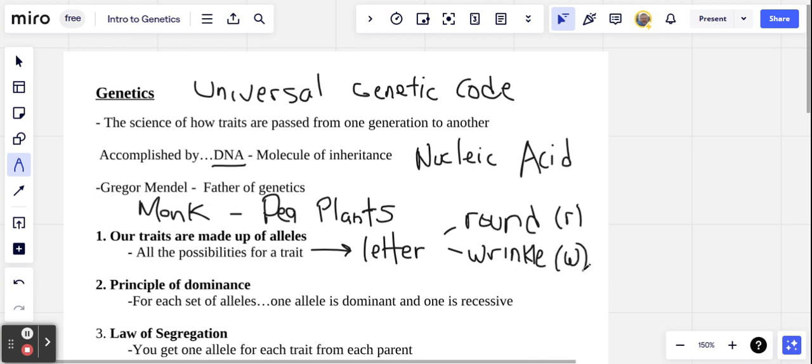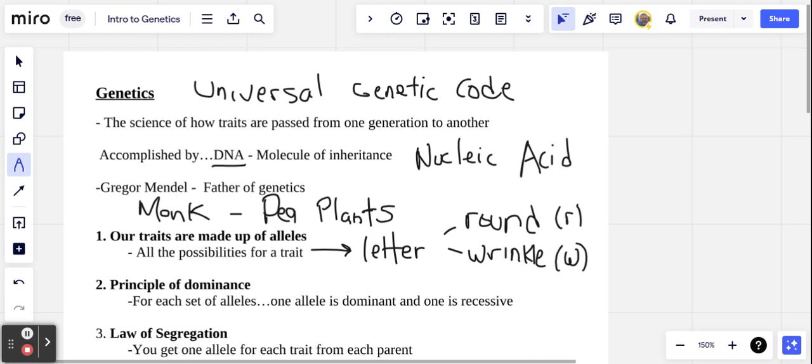Okay, and that's just an allele. So many traits are determined by two or more alleles. But the ones we're going to use to help us understand genetics are traits that are one of two possibilities, because it helps us better understand it initially.